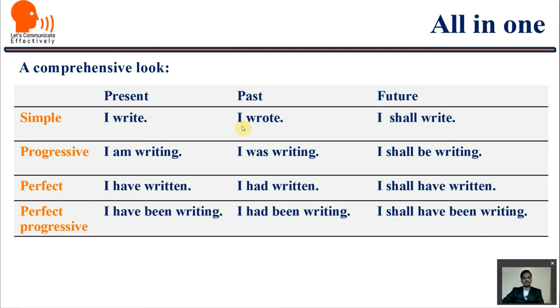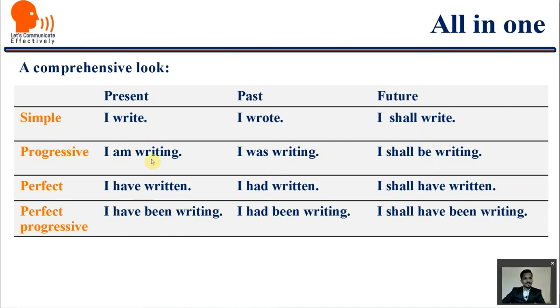So here I write. Now you can go vertically or horizontally, whichever. Let me tell you, there are two ways of learning tenses. Some learners understand it vertically, like all these tenses: present, past and future. Some grasp it horizontally, like simple, progressive, and so on. So either you have to practice this or this.